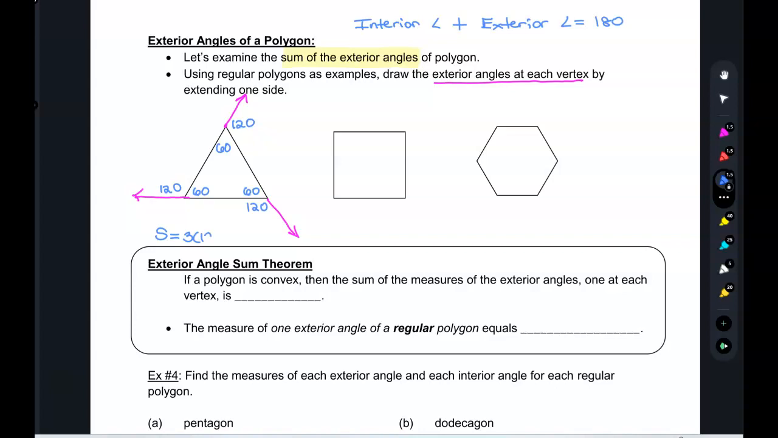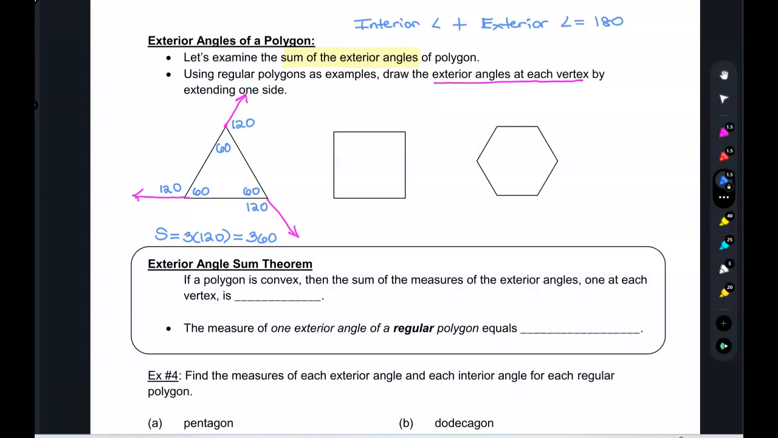So my sum would be... The sum is always going to be 360. That's what we're trying to investigate. So 3 times 120 is 360. Okay, so exterior angles in a triangle add up to 360.